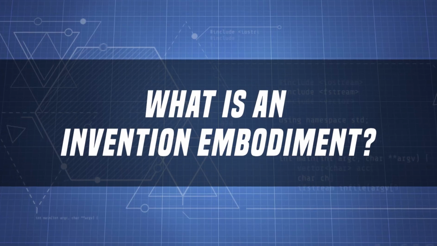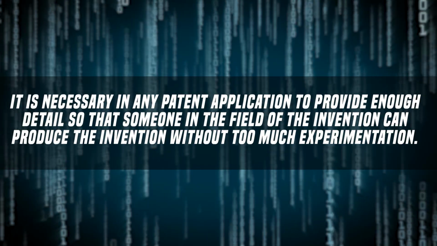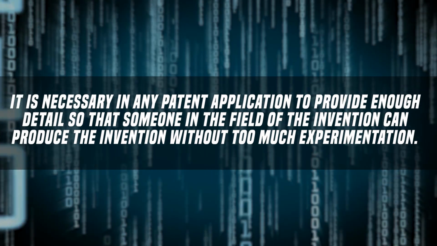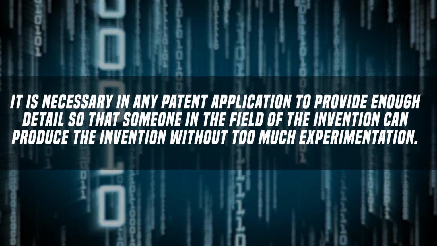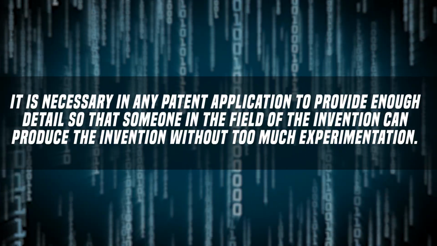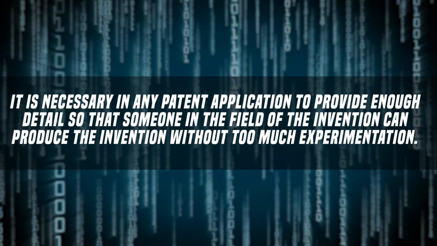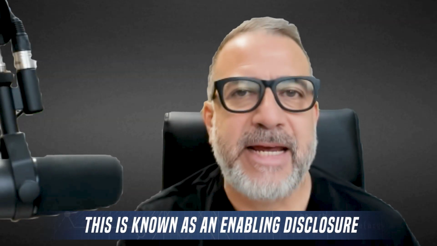What is an invention embodiment? An embodiment, on the other hand, is an example or version of your invention that you describe in your patent application. It is necessary in any patent application to provide enough detail so that someone in the field can produce the product or invention without too much experimentation. This is known as an enabling disclosure.